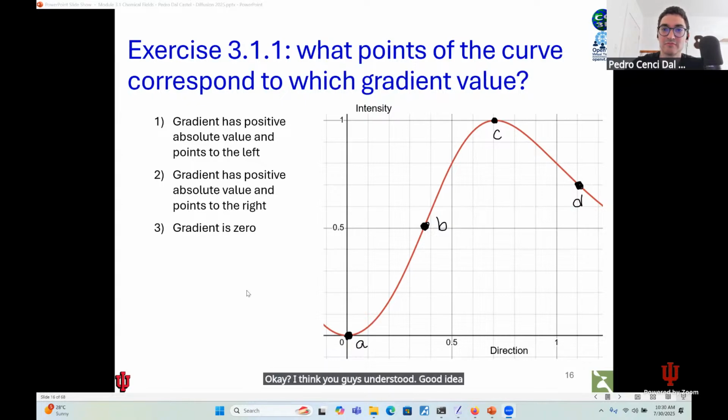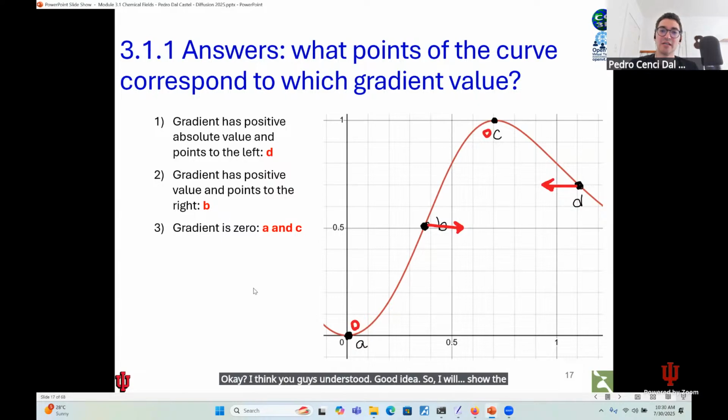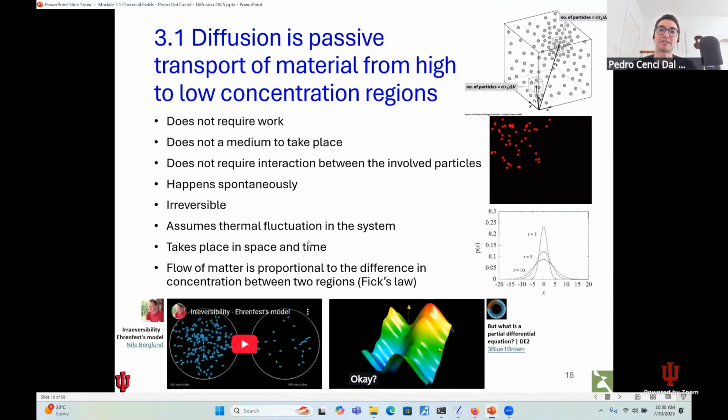So I will show the answers. B, again, the gradient is the slope and it goes up a hill. So B points to the right and D points to the left. C and A are on extremes, on maximum and minimum, where the slope is zero. So the gradient there is zero on both. Okay? All right, now let's talk about diffusion.